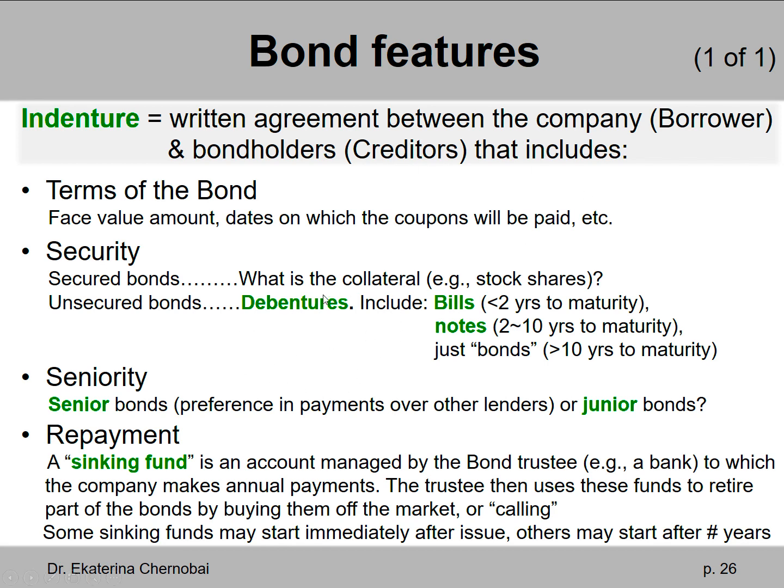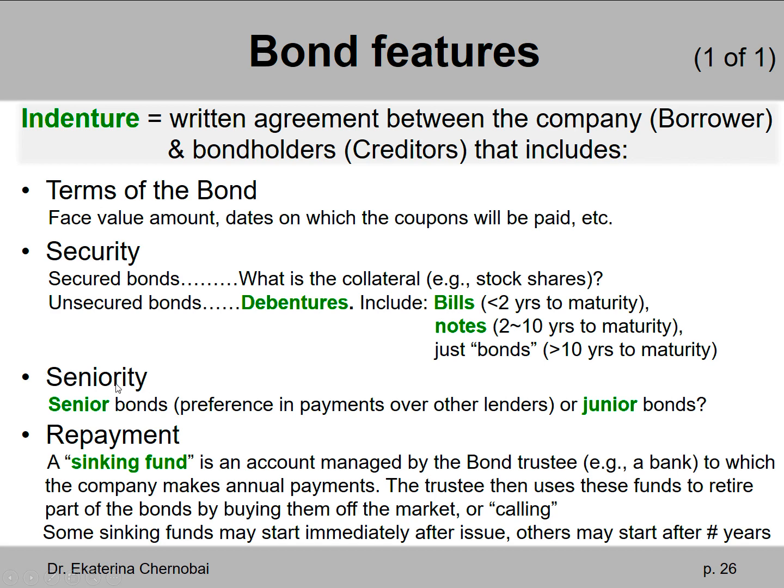Technically, in this chapter, we call all the different types of bonds as bonds, but anything that has less than 2 years to maturity is also known as bills. 2 to 10 years to maturity is also called notes. And anything with longer than 10 years to maturity is just bonds. But all of this combined is also called bonds.